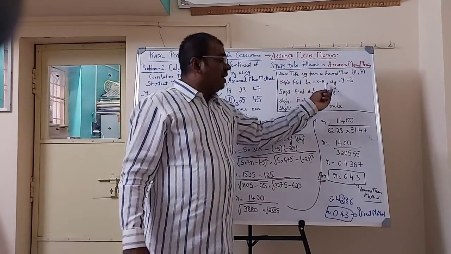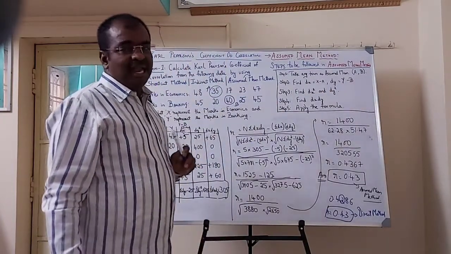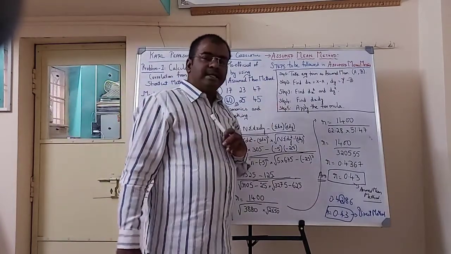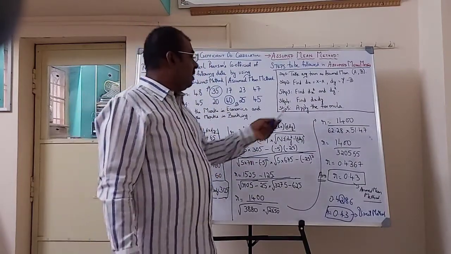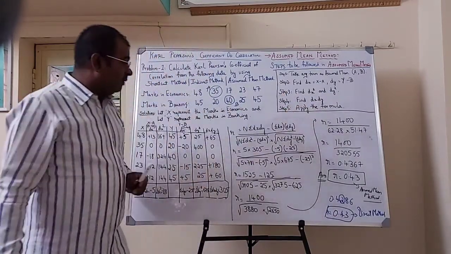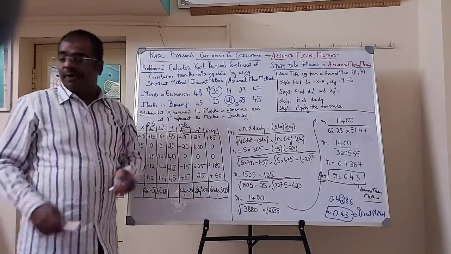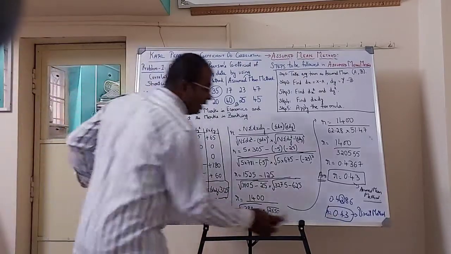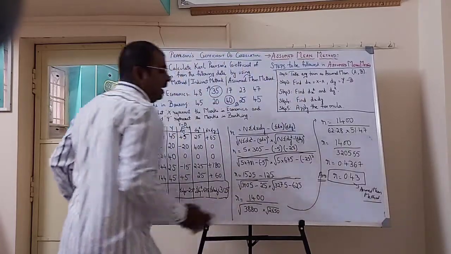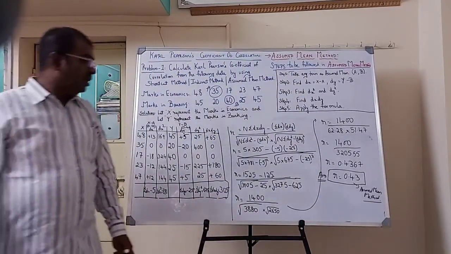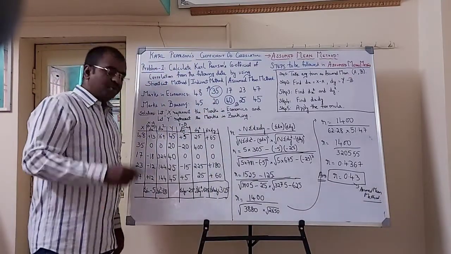Step number 2, we calculate the deviations dx and dy from assumed means A and B. Step number 3, we calculate dx square and dy square. And step number 4, we calculate the product of dx, dy. And finally, step number 5, we apply the formula. So accordingly, our answer is 0.43, which is the correlation coefficient. So I hope you all have understood how to solve a problem in the case of the assumed mean method.